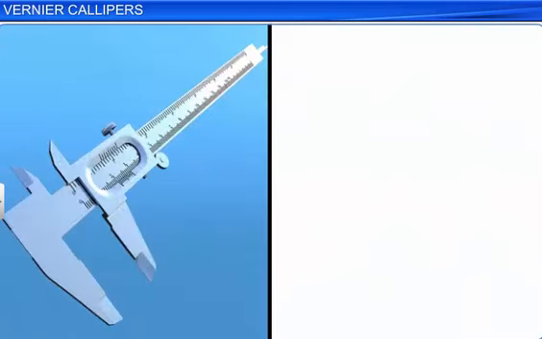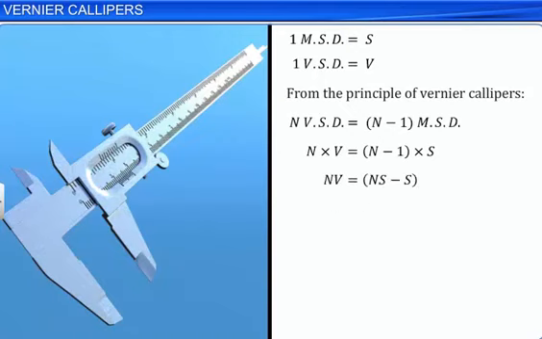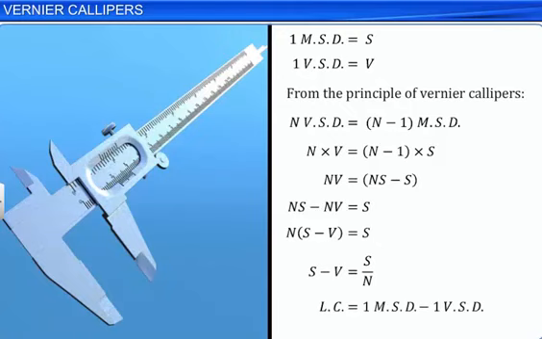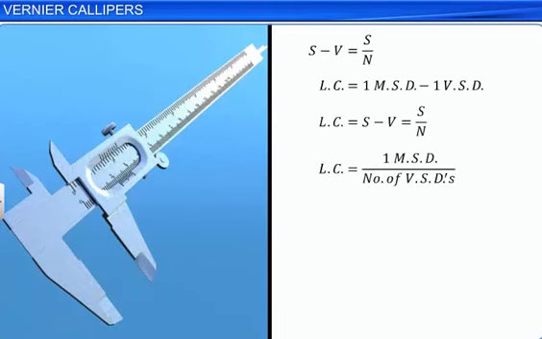Let the value of one main scale division be S and the value of one vernier scale division be V. From the principle of the vernier calipers, N into V is equal to (N-1) into S. On simplifying, the equation can be written as S minus V is equal to S by N. Since the difference between one main scale division and one vernier scale division is equal to the least count of the vernier calipers, the least count can be written as S minus V, which is equal to S by N. This is equal to the value of one main scale division by the number of vernier scale divisions.